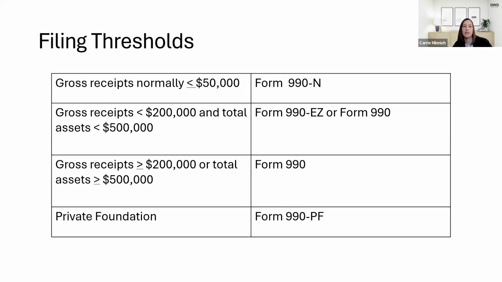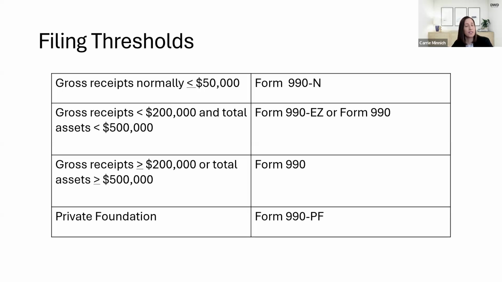So to begin with, there are really 4 different versions of Form 990. We'll start with Form 990-N. This form is for very small organizations. These organizations normally have gross receipts less than $50,000. Form 990-N is a very small postcard. It just asks some simple questions about the organization's name, address, and if there's less than $50,000 of gross receipts.